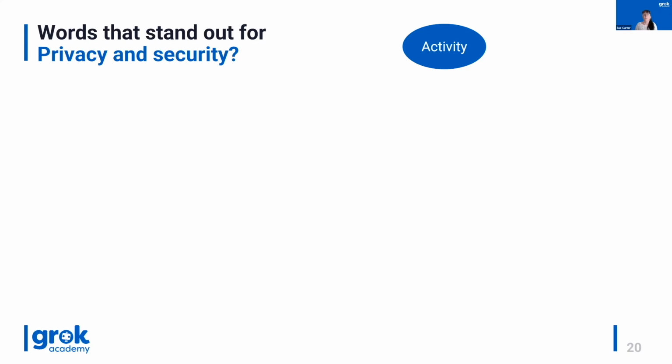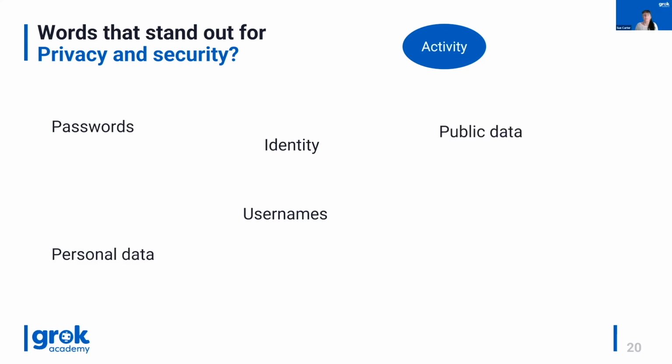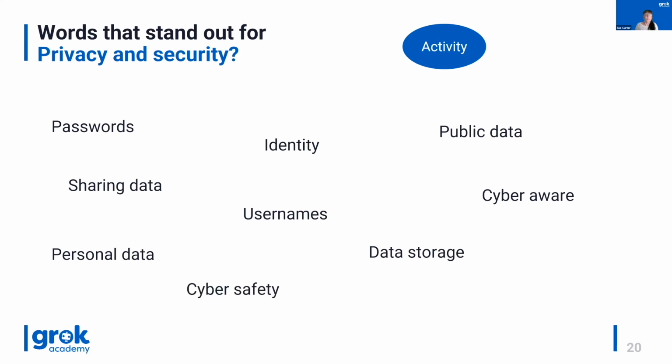Let's take a look at some of the words that we've discussed so far. Identity, usernames, passwords, personal data, public data, data storage, sharing data, being cyber aware, being cyber safe, and trusted adults fit into this picture as well. These are all important words to be using with students while we're working and teaching about privacy and security.